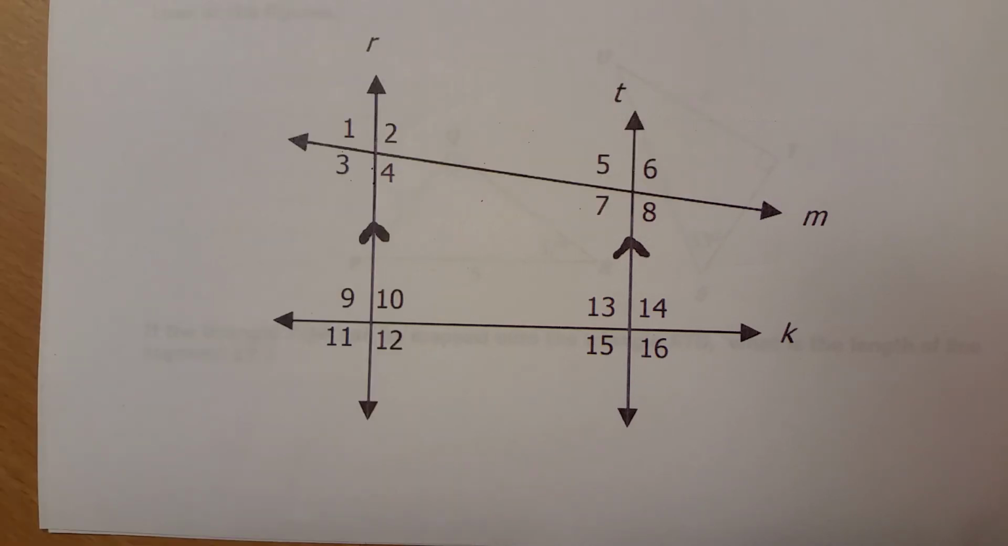So randomly pick any two numbers between 1 and 16 and see if you can determine what the relationship is between those angles and whether or not they would be congruent or supplementary, or if they may, well, some of them have no relation, but if the lines are parallel, then they'll either be supplementary or congruent.